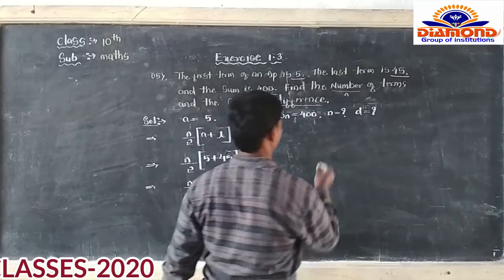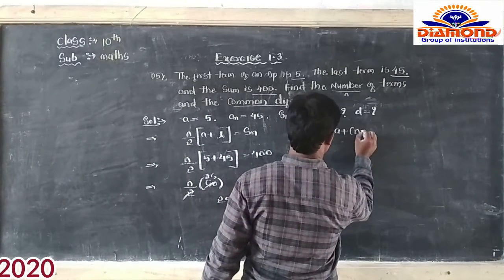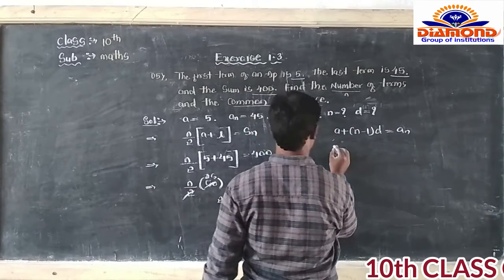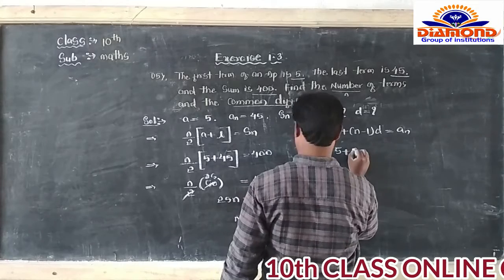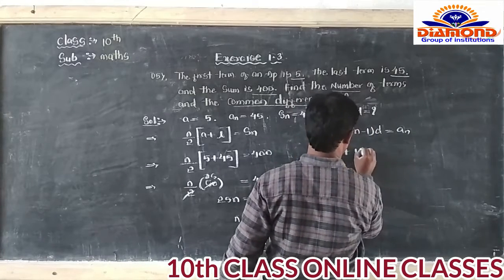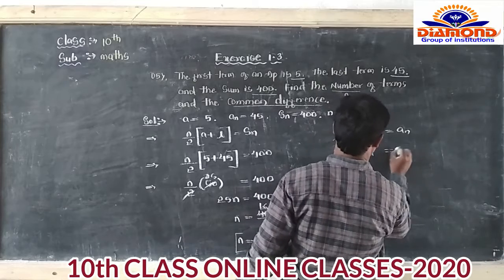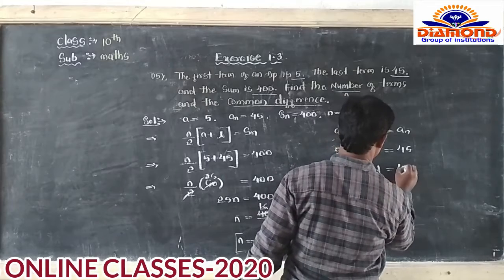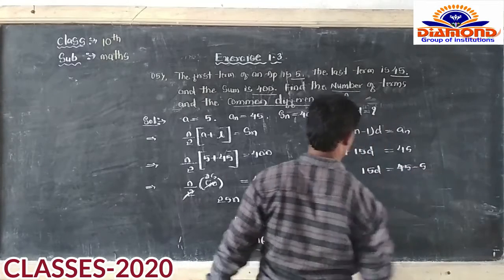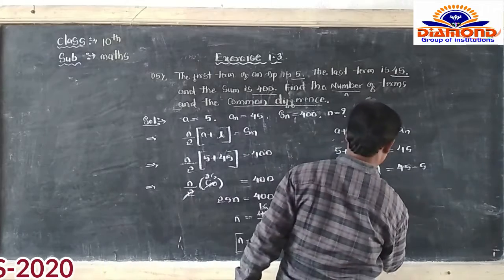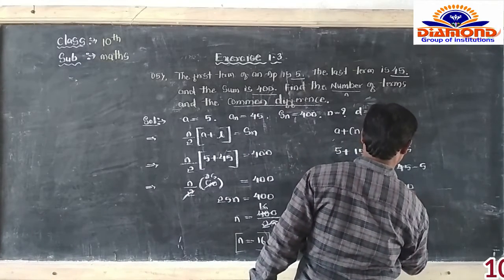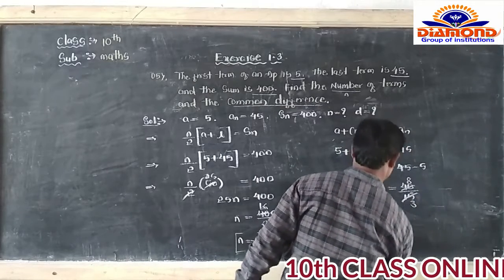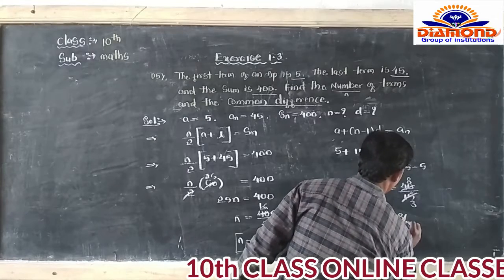Now we will find out the common difference. So a plus (n minus 1) d is equal to an. The a value we already know is 5, plus n value is 16, 16 minus 1 is equal to 15. 15d is equal to 45 minus 5. So the common difference is 40 by 15. 5 threes are 15, 5 eights are 40. Common difference is equal to 8 by 3, dear students.